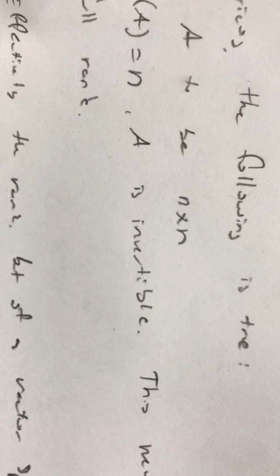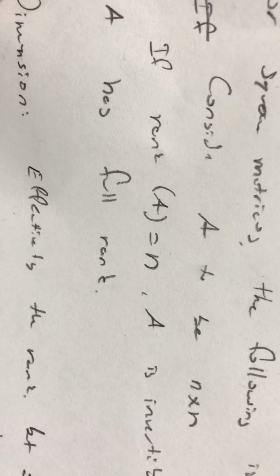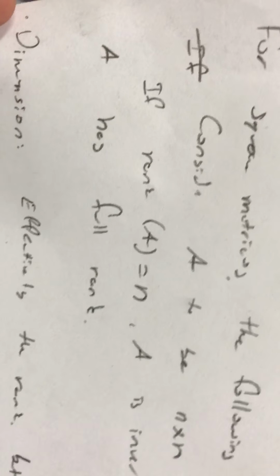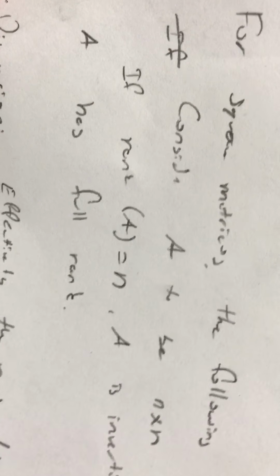Now for square matrices, the following is true. If A is an n by n matrix and the rank of A is n, then A is invertible. This is what we call having full rank, and all the theorems and other facts about invertibility hold true as well. So if the rank of A equals n, then you know that the determinant of A is not equal to 0, A is invertible, and so on and so forth.